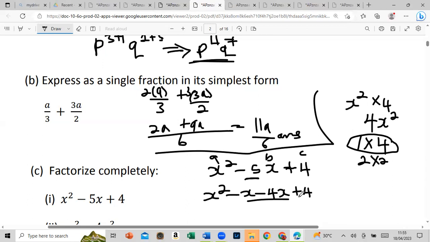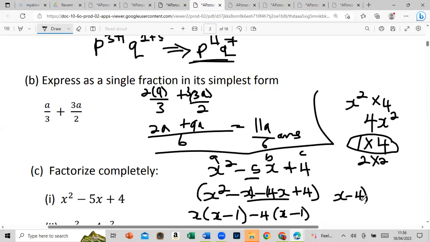And from there, it's a cakewalk. We just simply put our bracket and then take out what's common. x is common here: x into x leaves x, x into itself leaves 1. All right, put our minus and our 4, right? Negative into negative is positive. So that would be our answer: x minus 1 and x minus 4. It doesn't matter, it's multiplication, so you can have either one at the front, all right?